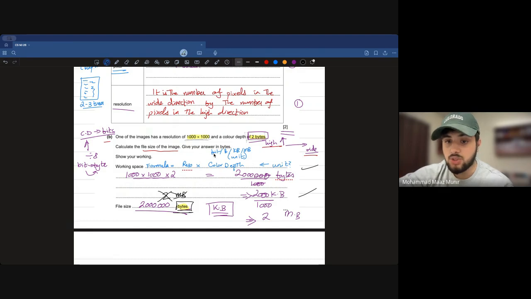This is a very crucial concept. People do mess this whole thing up, that here there are bytes and bits, so it's really important that you identify that we are talking about bytes or bits. So now we are done.